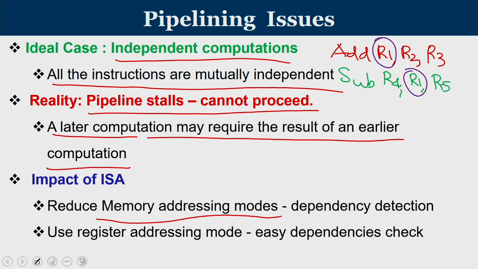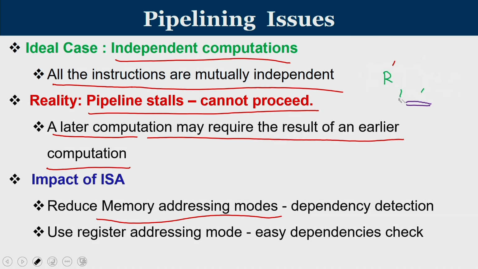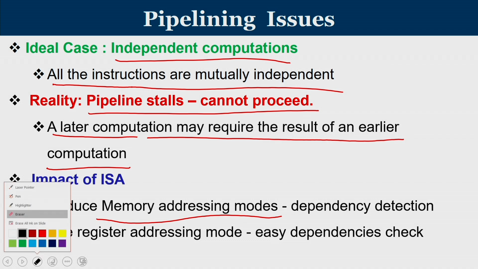This is easy to understand because from the name R1, it is easy for us to understand that there is a dependency. So, the subtraction instruction should not run. But sometimes we may get certain scenarios in which it is difficult for us to find out dependency. Here the dependency is easy to find out because of the similarity in the name of the registers. Now, we can have dependency when we use memory addressing modes.